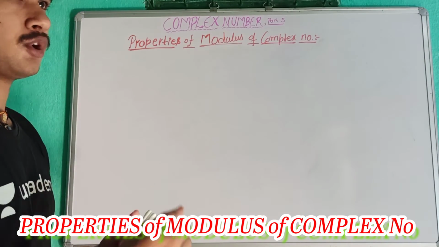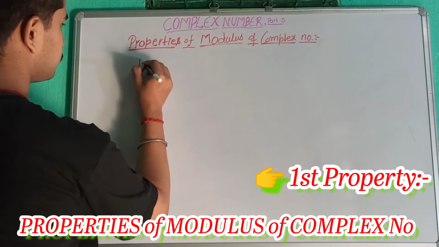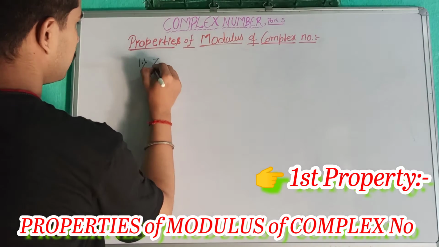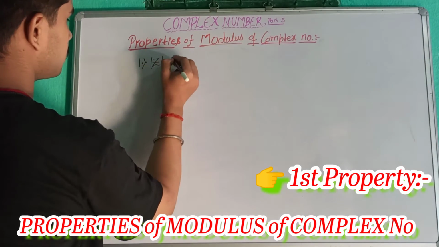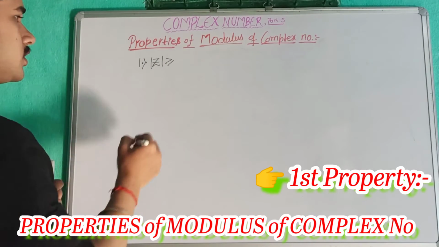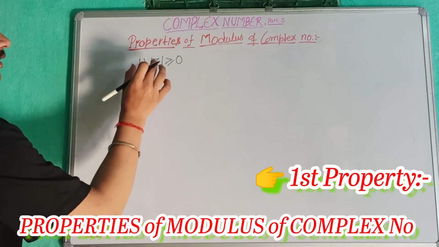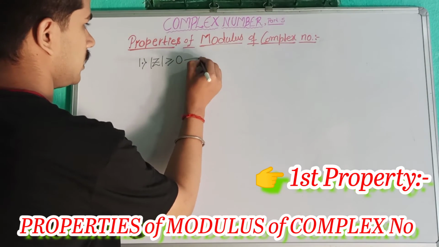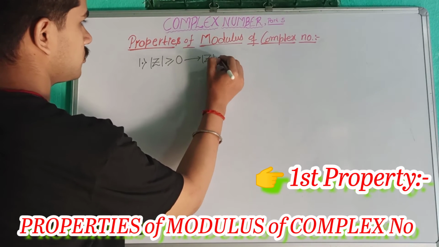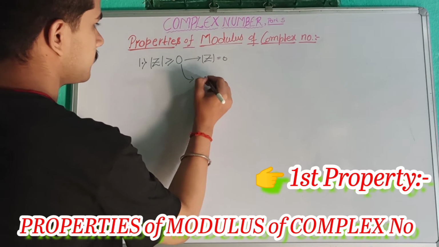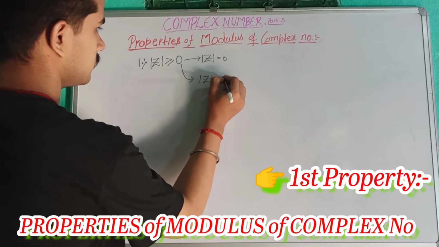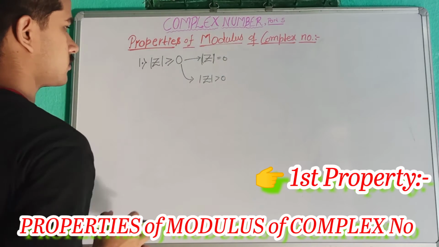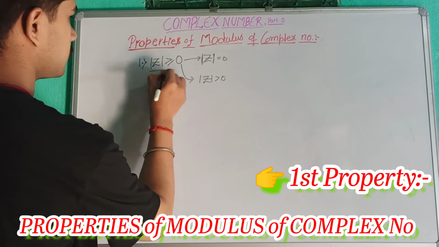So let's start with the first property. The first property says that suppose we have a complex number z, then its modulus will always be greater than or equal to 0. It gets two parts, either it will be equal to 0 or it will be greater than 0, isn't it? Either this modulus will be equal to 0 or this modulus will be greater than 0, then this condition satisfies.